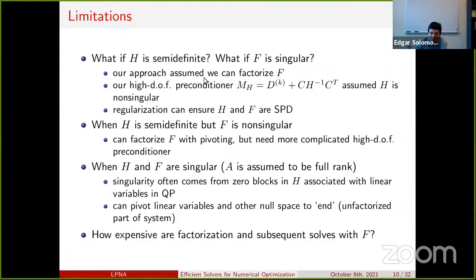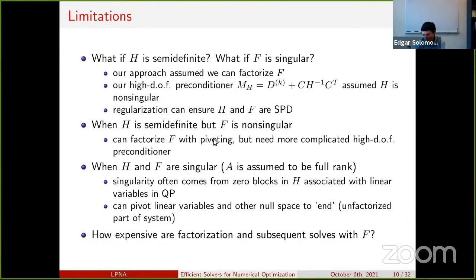So we first of all assume that we can factorize f, and the other problem is that our high degree of freedom preconditioner actually had an H inverse in it. So if H is semi-definite, this is a problem, even if f is invertible. A quick fix to this is that one can in principle use regularization to always ensure that H will be SPD and consequently f will be non-singular.